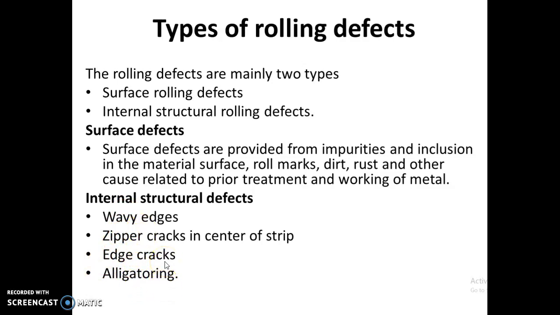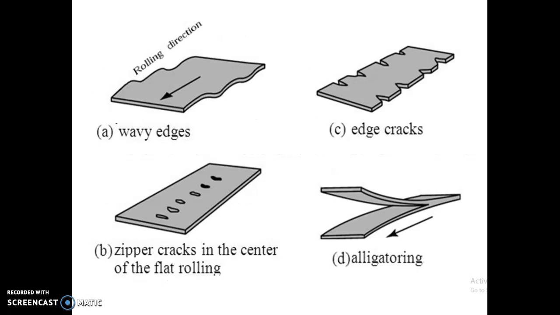Why is it caused? It is caused mainly due to the pressure, due to high pressure or low pressure, due to the direction of feed, due to the position of the roller. These are the main causes for the internal structural defects, and also it is based on the workpiece material. The workpiece material should be of the required thickness. So let's see the diagram.